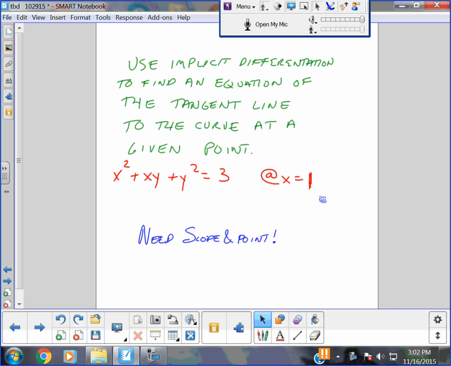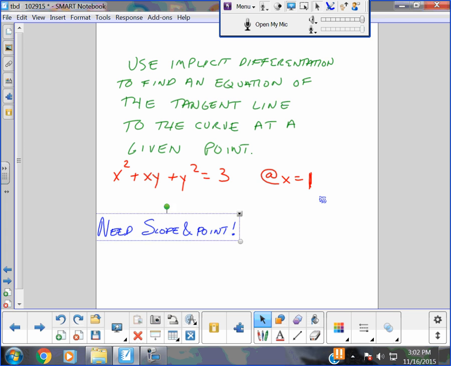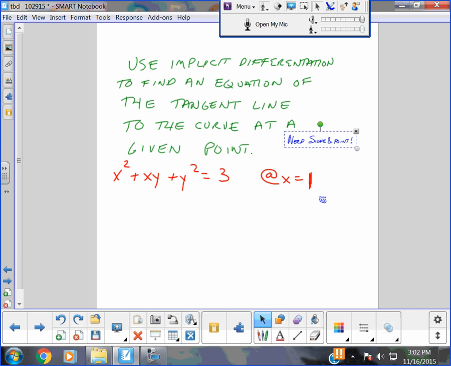Well, a tangent line requires a point and a slope. Derivative always gives slope, so we're going to have to do a derivative. And if I say at x equals 1, I've got to get the point. So I'm going to start here by finding the point. We need a point and a slope. The slope's going to come from the derivative. I want to finish the point.